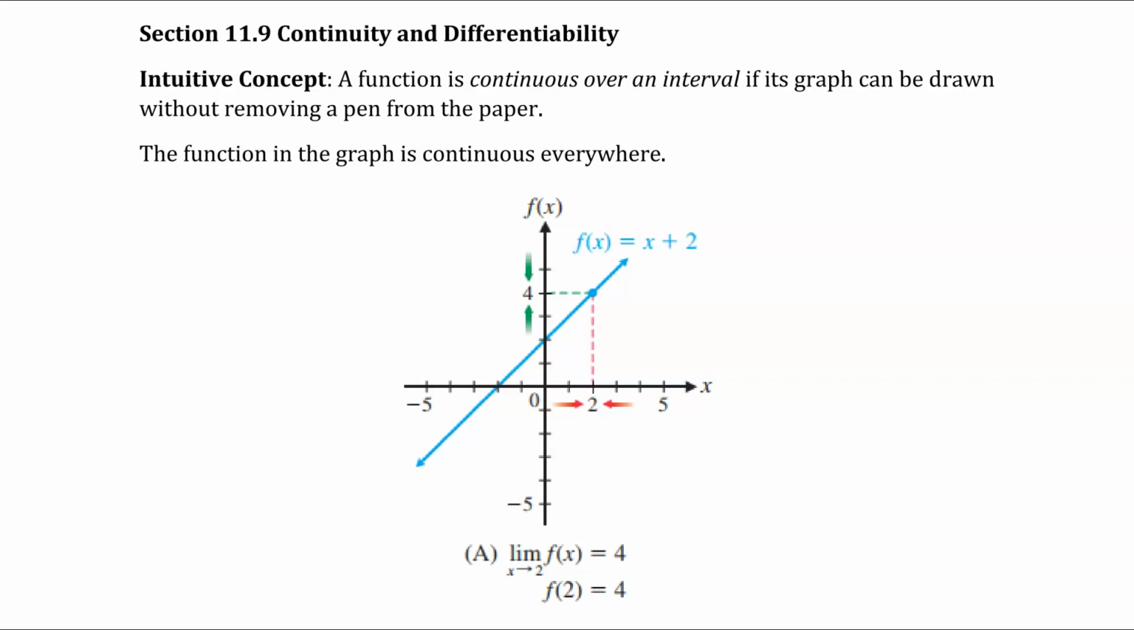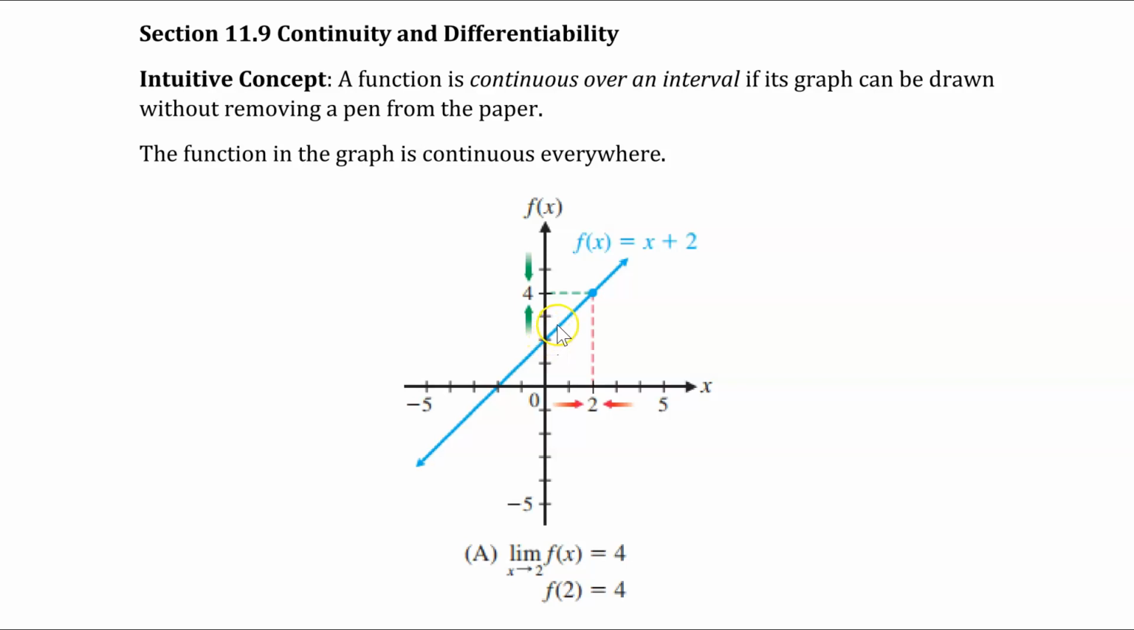Welcome to the lesson on continuity and differentiability. Intuitively, we say that a function is continuous on an interval if its graph can be drawn without removing a pen from a paper. For example, the graph that you see here is an example of a graph that is continuous everywhere. We say continuous everywhere if it is continuous at all values of x in the set of all real numbers.